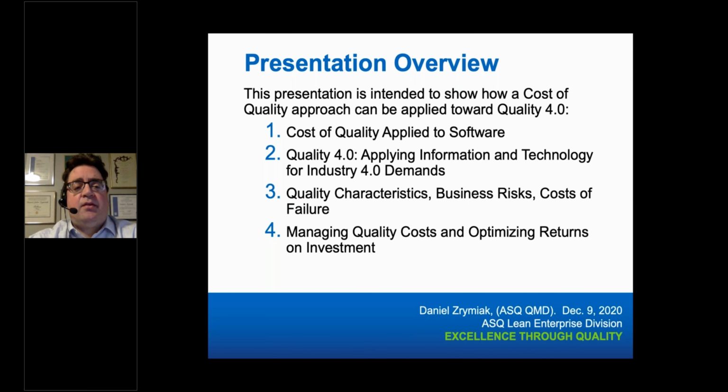And because Quality 4.0 leverages a lot of what's already being done with information and technology, I'll briefly touch on some of the Industry 4.0 demands and show how that relates back to what's already been done for software for the last several years and proven effective. There are some ISO standards that specifically address quality characteristics for software and data models, which are found through Quality 4.0 solutions, and I will elaborate on that.